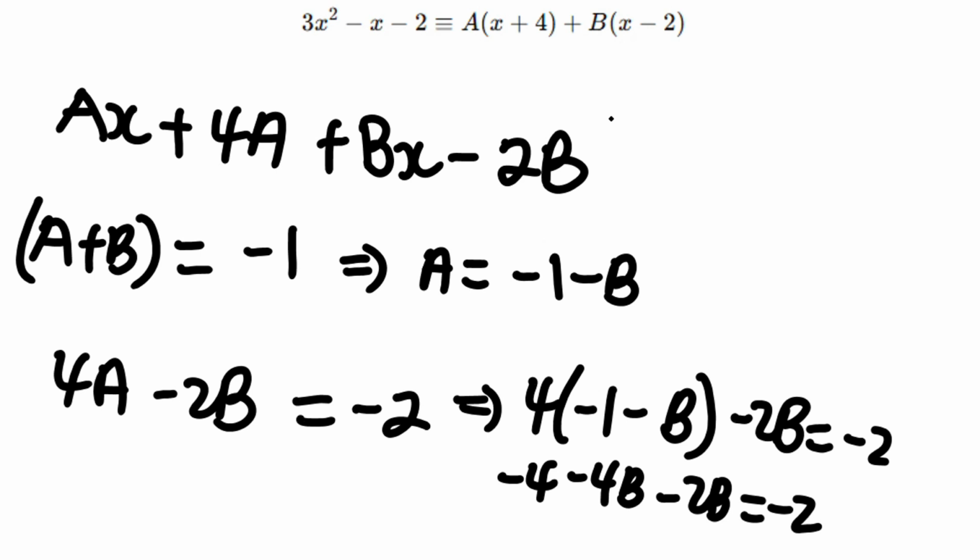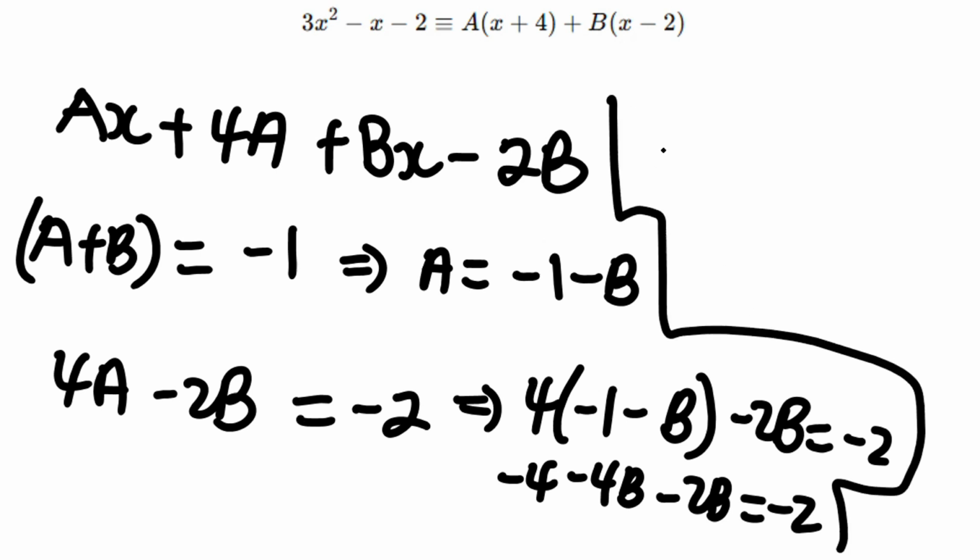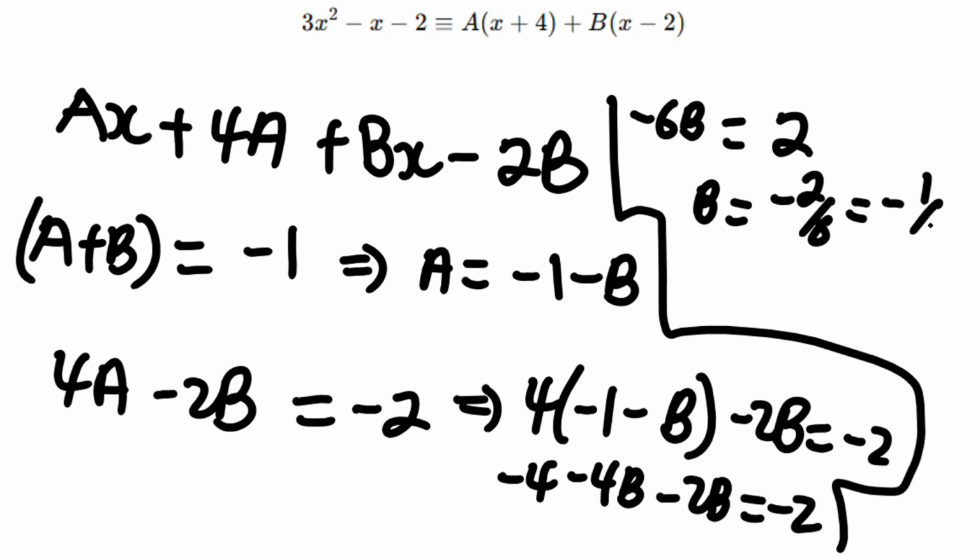So let me move here and see if I can have some space. So we have negative 4b minus 2b, that will be negative 6b, and negative 4 goes to the other side, it becomes 2, because negative 2 plus 4, that will be 2. So we have b is equal to negative 2 over 6, which is equal to negative 1 over 3. So that's the value of b.